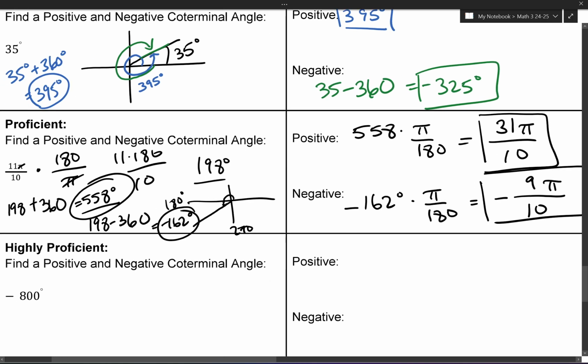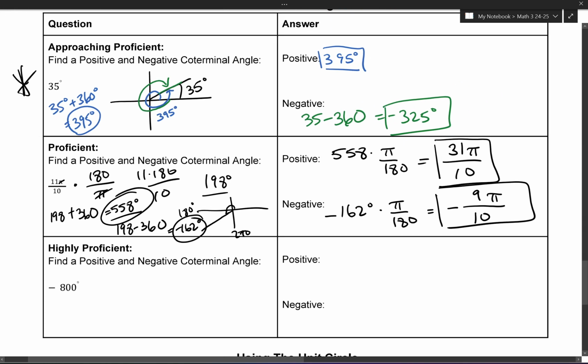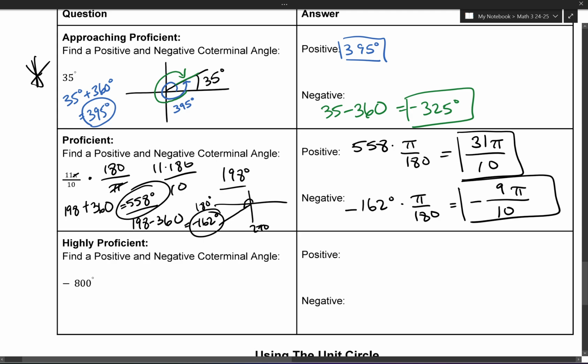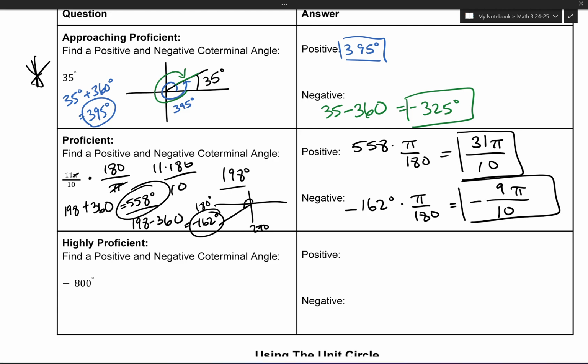What did we just find? We found 3 coterminal angles. 11 pi over 10 radians, the initial angle in our problem, 31 pi over 10 radians, and negative 9 pi over 10 radians. These angles are called coterminal angles.